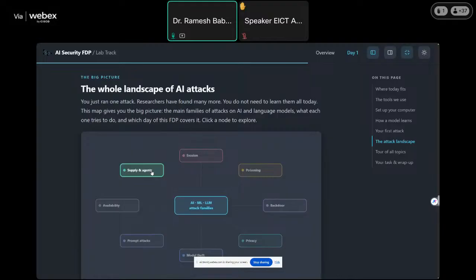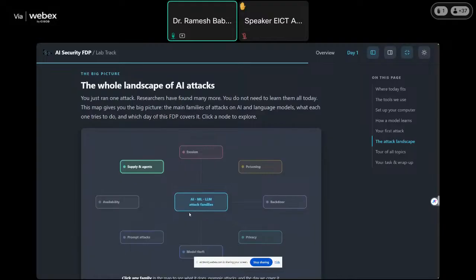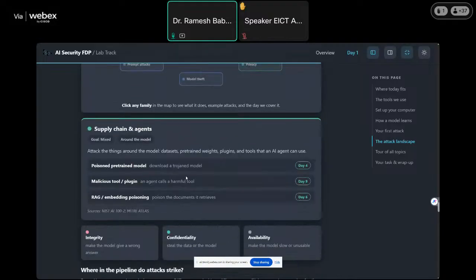Now the next attack component that we have is the supply chain and agents component attack. Here our sole purpose is to destroy the agents. Agents are systems in which you give a big task, and it breaks it into subtasks and tries to solve those subtasks to reach the final answer. Your sole purpose here is to destroy the agent. For that we have three sub attacks, which we will discuss on day 4, day 9, and day 6.